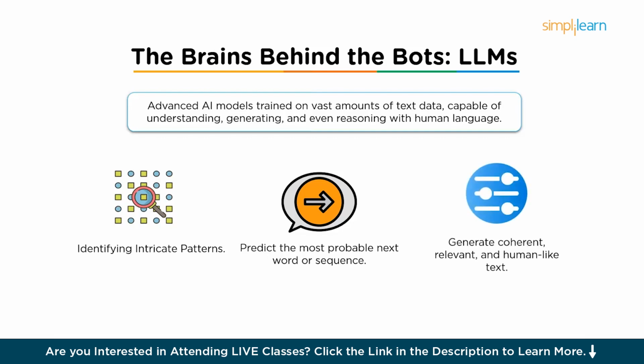The result of this sophisticated pattern recognition and predictive ability is their capability to generate coherent, relevant, and human like text. This allows them to answer questions, write essays, summarize documents, translate languages, and most importantly, across all contexts, engage in incredibly fluid and natural conversation, making the chatbot feel genuinely intelligent.